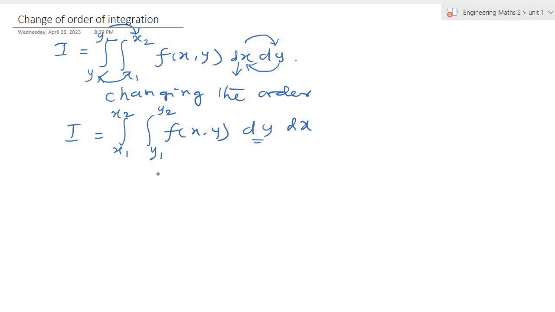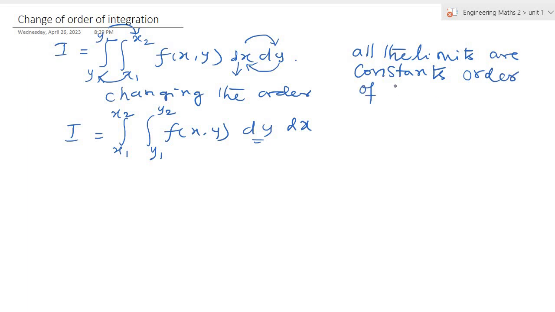Already we have discussed some rules in the change of order of integration. In case all the limits are constants, easily we can change the order of integration. That means the order of integration is immaterial. That means it is independent of the order.